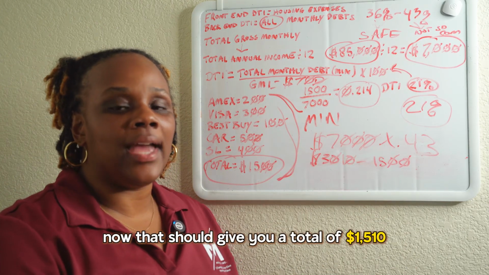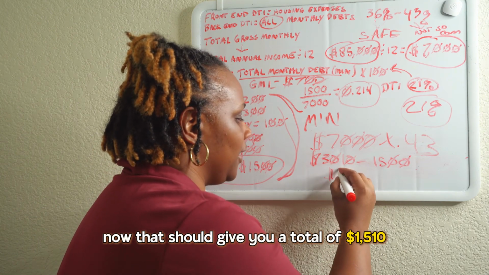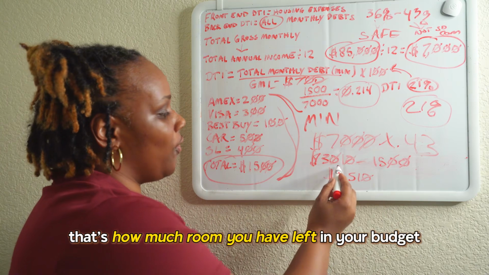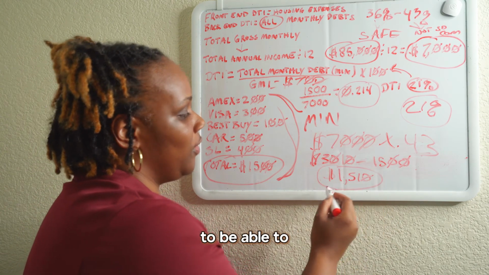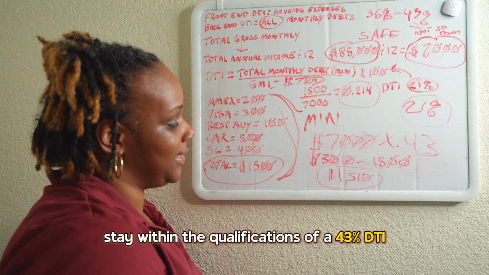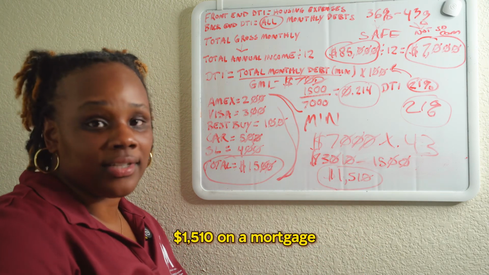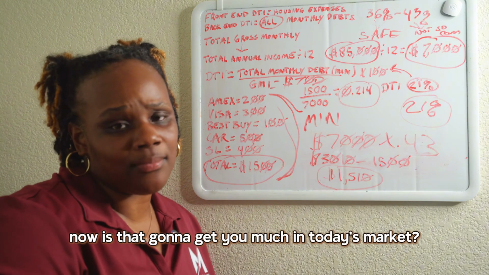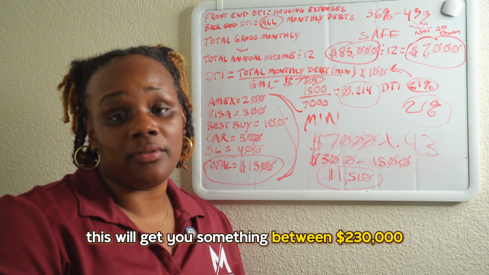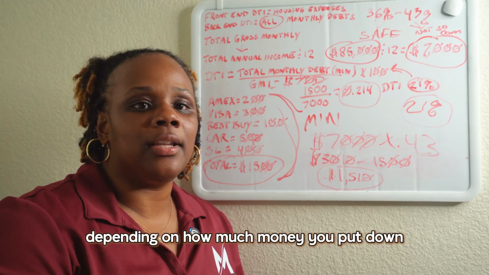Now that should give you a total of $1,510. That's how much room you have left in your budget to be able to stay within the qualifications of a 43% DTI. So that means you can spend $1,510 on a mortgage. Now, is that gonna get you much in today's market? Not really. It will get you something. This will get you something between $230,000, maybe $260,000, depending on how much money you put down.